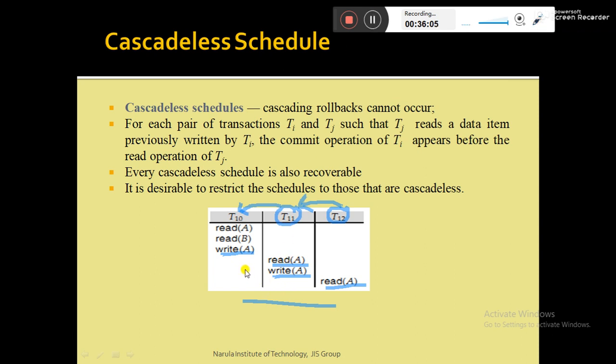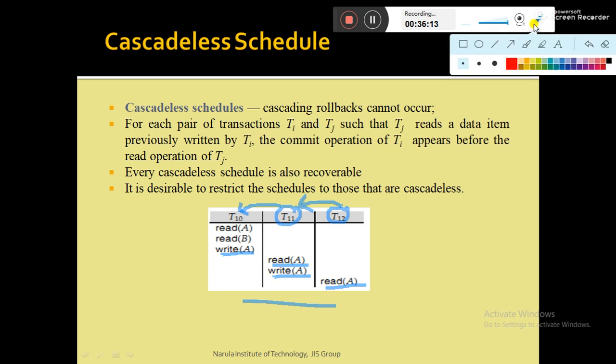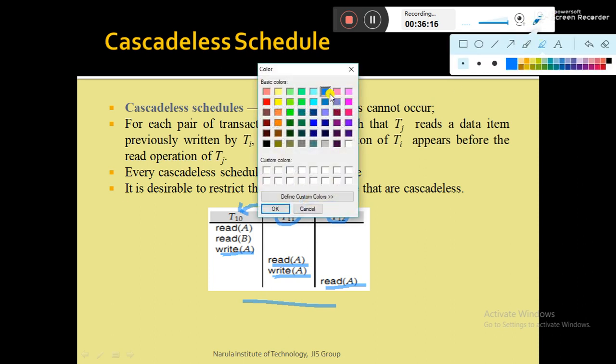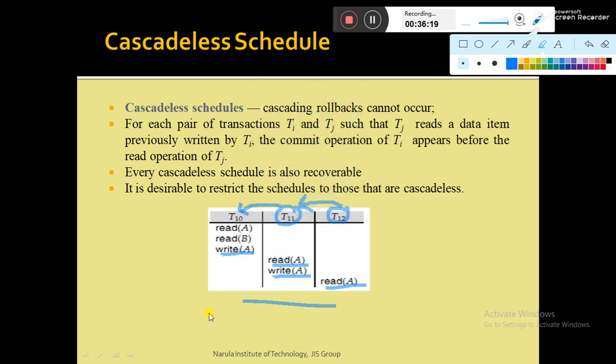Now what happens? Suppose this is the commit operation of T10. Next, this is the commit operation of T11. Next, the commit operation of T12, to make it recoverable. Recoverable means T11 is dependent on T10, so first T10 should commit, then T11. As T12 is dependent on T11, T12 commits last. So this is the order of the commit operations.